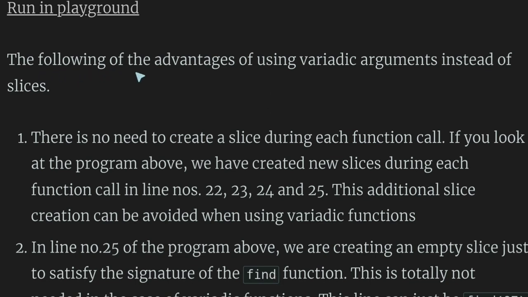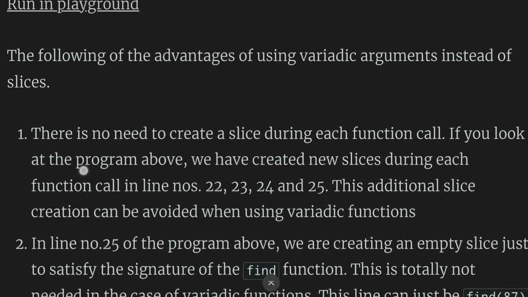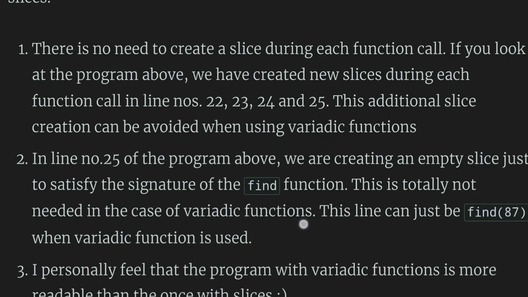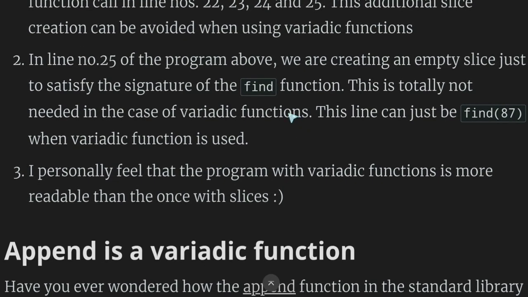So the following are the advantages of using variadic arguments instead of slices. 1. There is no need to create a slice during each function call. The code that calls the functions looks cleaner. If we look at the program above, we have created new slices during each function call. This additional slice creation can be avoided when using variadic functions.